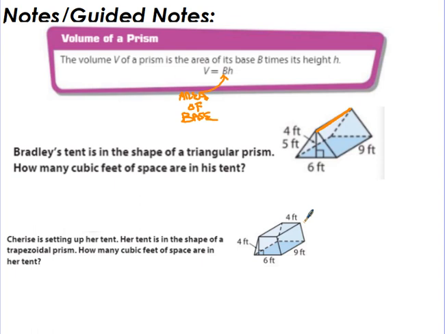So here we go. We have Bradley who has a tent. It's in the shape of a triangular prism. How many cubic feet of space are in his tent? So what I'm trying to do is find how many cubic feet of space are in his tent. So really it's asking, what's the volume? How much can I fill it up with? Well, it's a triangular prism, so the base is this triangle on the front. I need to figure out the area of this triangle, because I need the area of the base, and I need to multiply that by the height. The height I can figure out right now pretty easily. The height is the distance between the two bases. So there's my height at 9 feet.